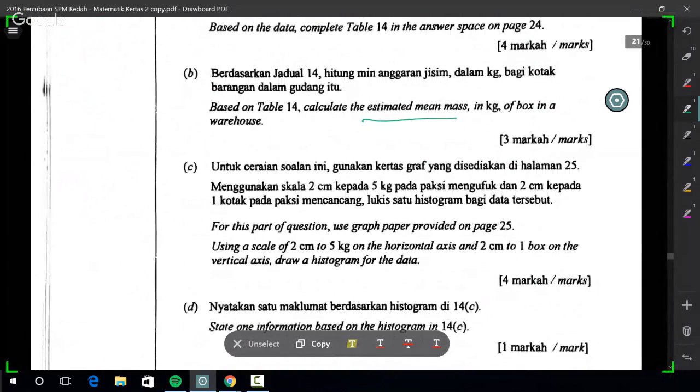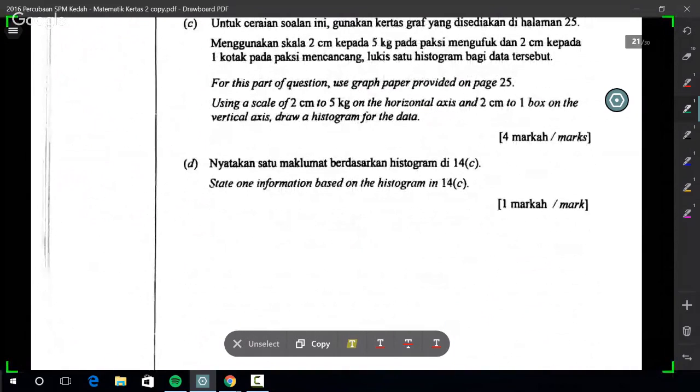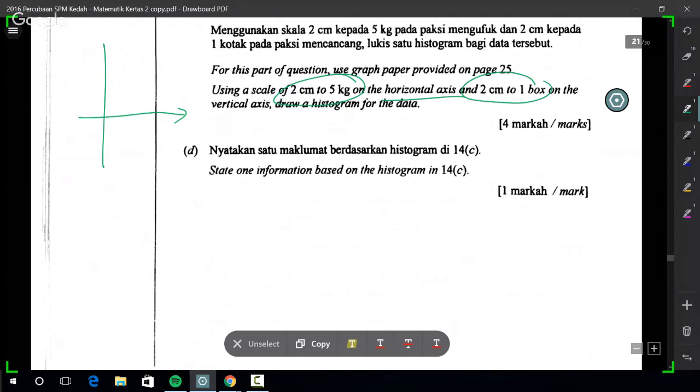For this part of the question, use the graph paper provided on page 25. Okay, I start to hate drawing graphs. Actually I love to draw graphs, but I do not love to draw graphs using a computer. Anyway, scale 2 centimeters to 5 kg on the horizontal. Horizontal means x-axis, all right? And then 2 centimeters to 1 box on the vertical. So its logic is basically 5, 10, and over here is 1, 2, -1, -2. This is their logic.